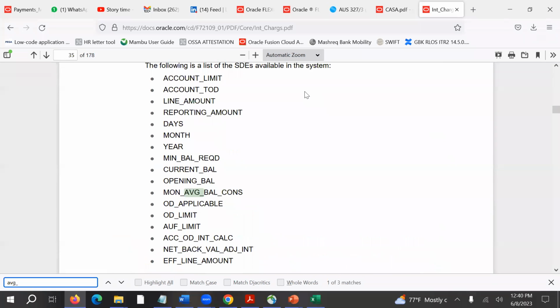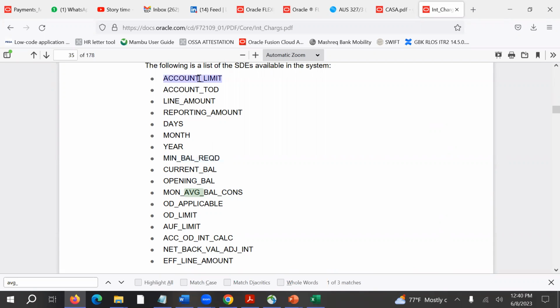Okay. These are the SDEs. Monthly average balance. This consolidated means if you have 3-4 accounts, then consolidated, what is the average balance? And then OD limit, what any overdraft limit is given, and what is the current balance, and what is the opening balance. Minimum balance required, this comes from the account class level.